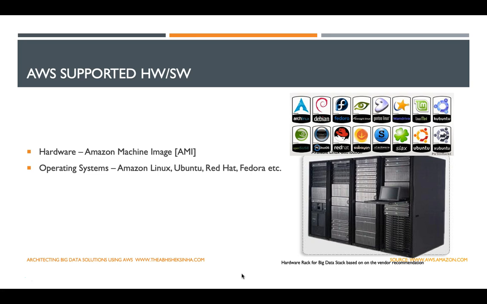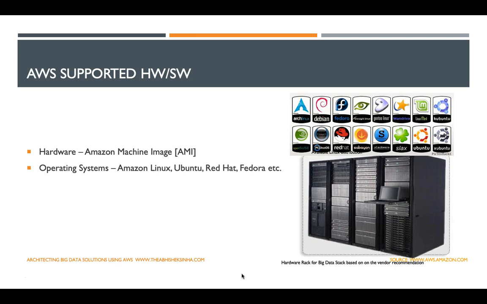So, AWS supported hardware and software. There are lots of AMIs that AWS supports. They come up with lots of machine images, and while you go for the options, you have Red Hat, SUSE Linux, and then you have Ubuntu, you have Amazon Linux. There are lots of options that are available. You have Windows machines also available.